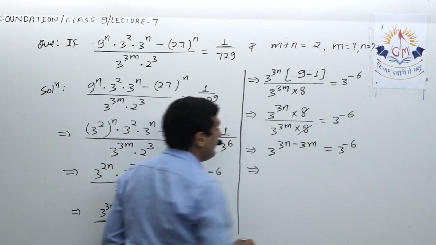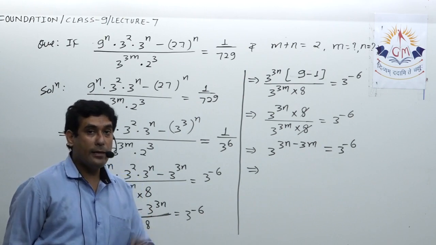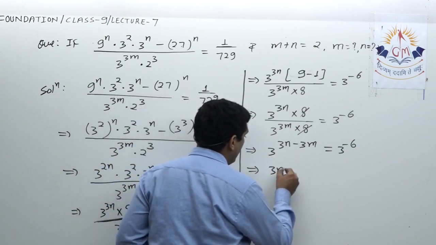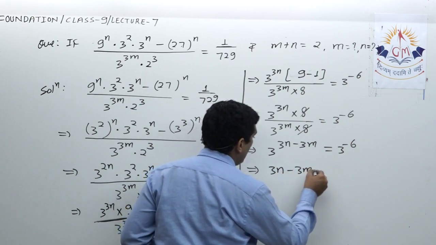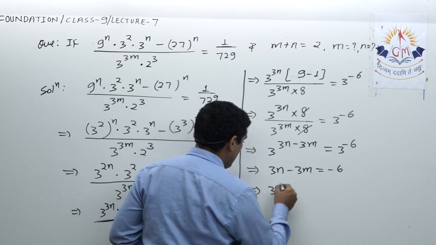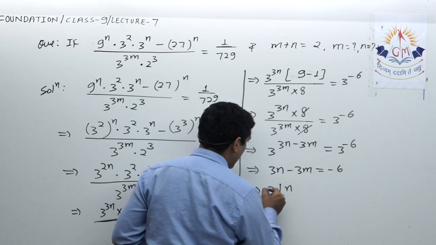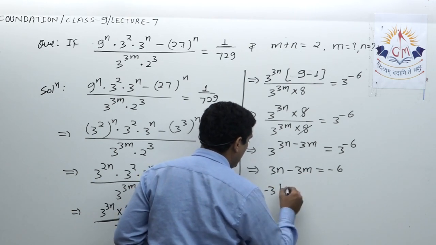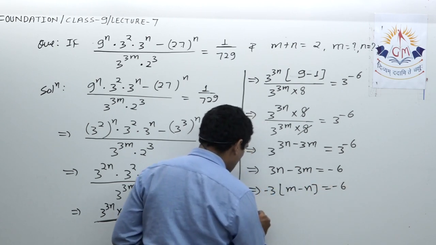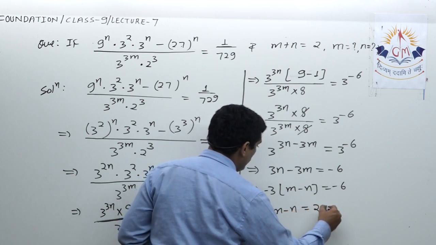Now here we see the position where the bases are same. As the bases are same, we can compare the powers, so I can say 3n minus 3m is equal to minus 6. Now if I take 3 common, I will get n minus m, or if I take minus 3 common, I will get m minus n is equal to minus 6. So ultimately m minus n is equal to 2.